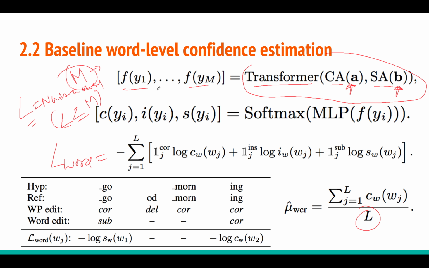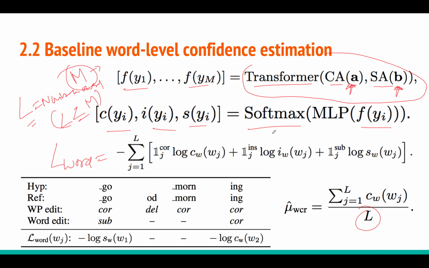Now we are going to take every one of these vectors and send it through an MLP, a multi-layer perceptron, 2-layer, 3-layer, however many layers you want. Then you have a softmax which predicts 3 classes, an output with 3 dimensions, and the class labels are correct, insertion, substitution, for every subword. But we don't want to calculate the loss using the subword, we want to calculate the loss for every word. We have subwords, but we want to compute loss for every word. Obviously we can map the subwords into words easily, and the loss is computed like this.